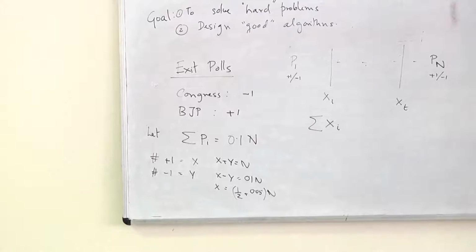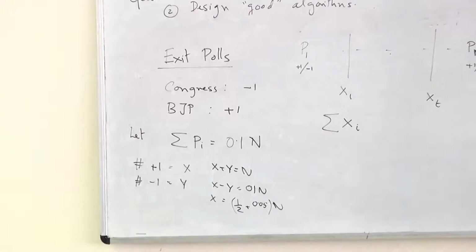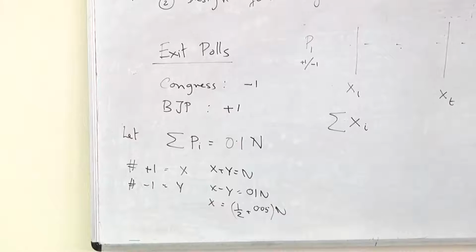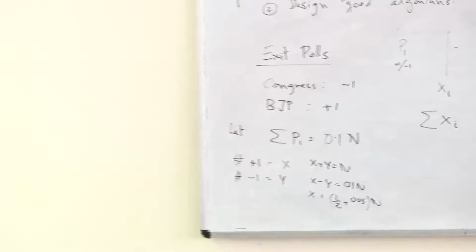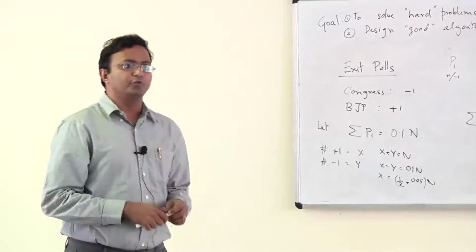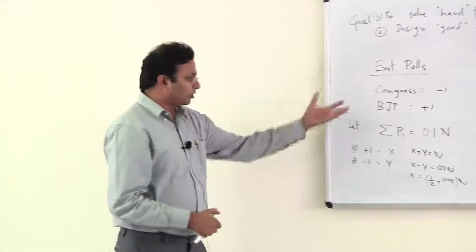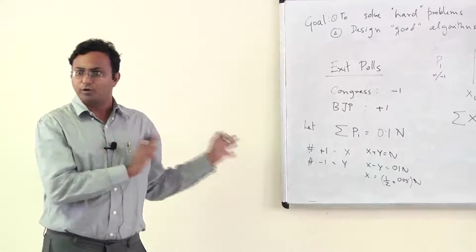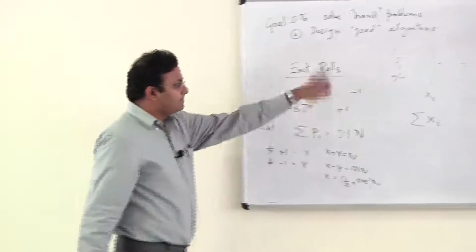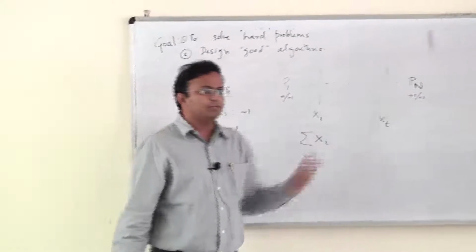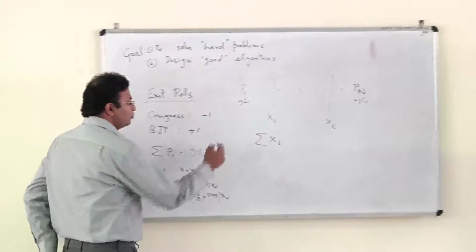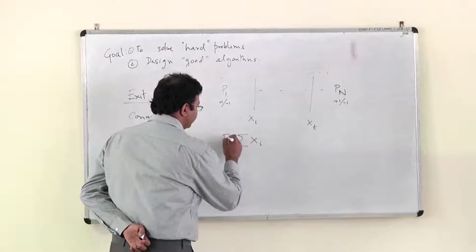In some sense, this is basically modeling the fact that, say, BJP wins 55% of the vote. The BJP is winning 55% of the vote and Congress is winning 45% of the vote. That's the kind of modeling that is done. I pick up a random set x1 to xt, and I want to know what is the expected value of this.